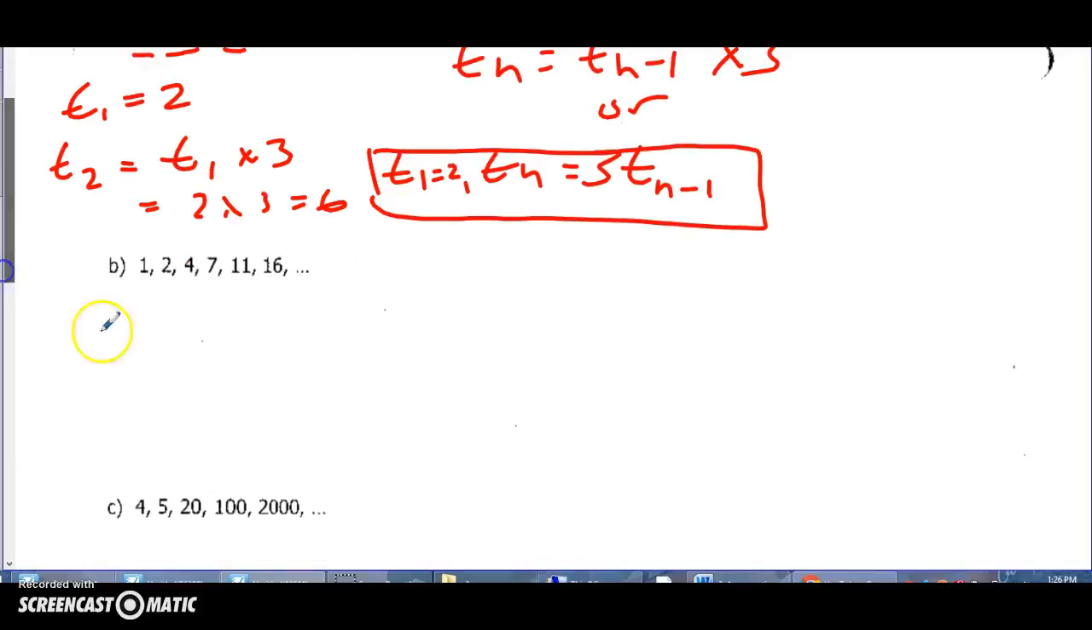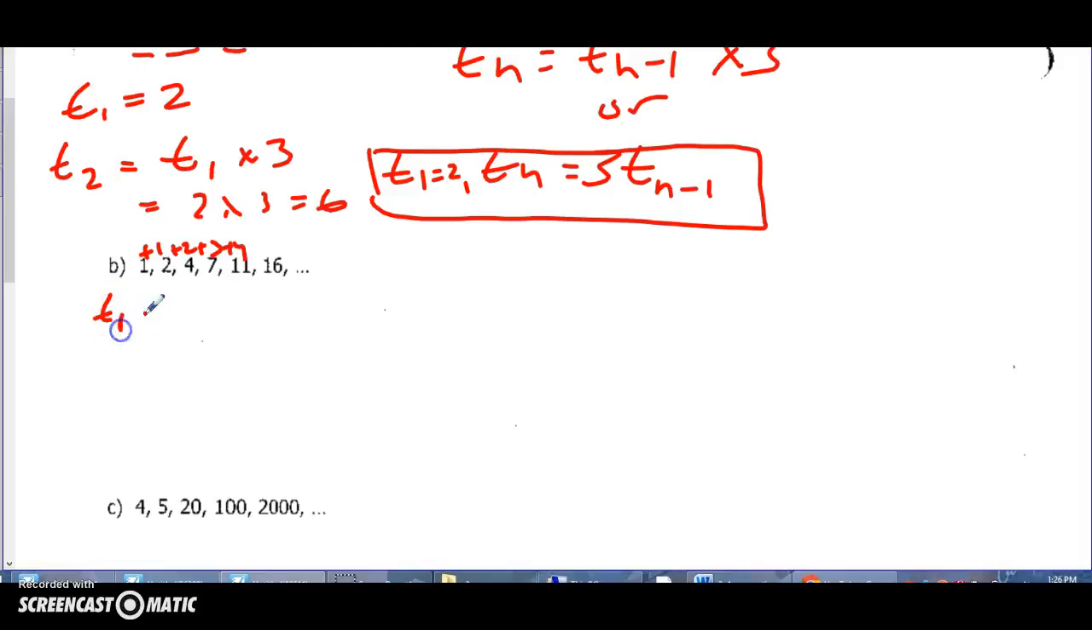Let's look at another one. Here, how do I get these numbers? I'm adding 1, I'm adding 2, I'm adding 3, I'm adding 4. So that gets confusing here. How do I get this? Well, let's see if we can figure this out. Another way to look at it is this.